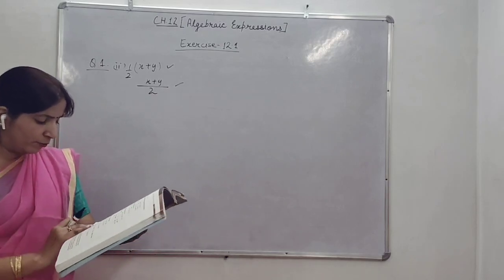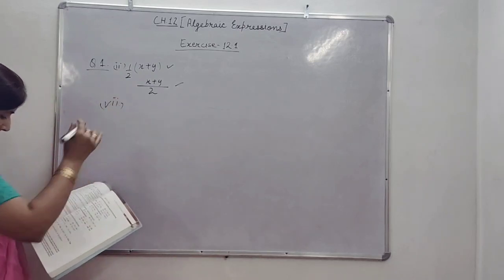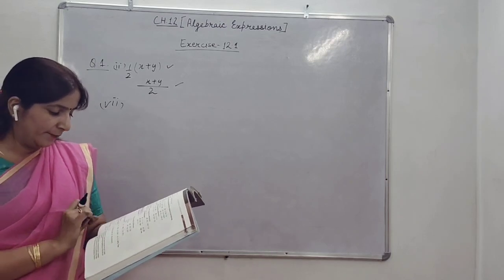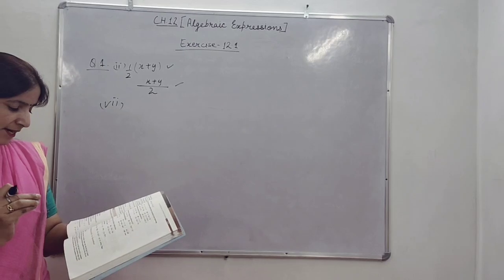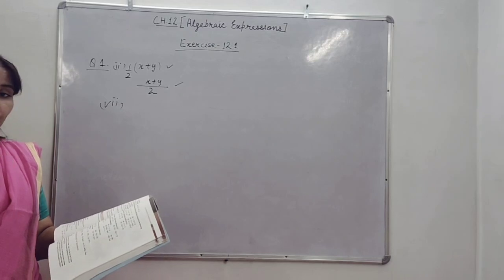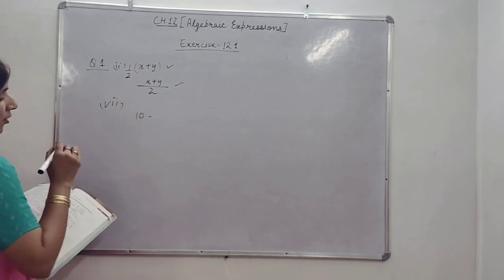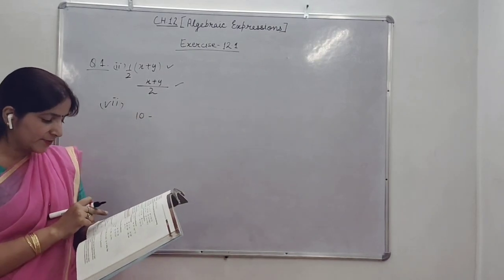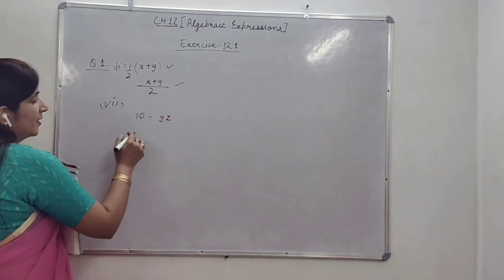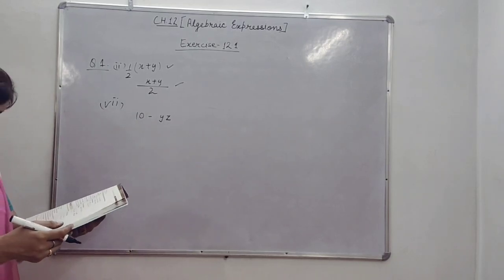Now let us do one more part, part number 7. The 7th part is: product of numbers y and z subtracted from 10. This means we need to subtract something, but from 10. So we need to write 10 first of all. What do we need to subtract from 10? That is the product of numbers y and z. The product of y and z is yz only. So subtracted from 10, it is 10 minus yz. So this is the 7th part.